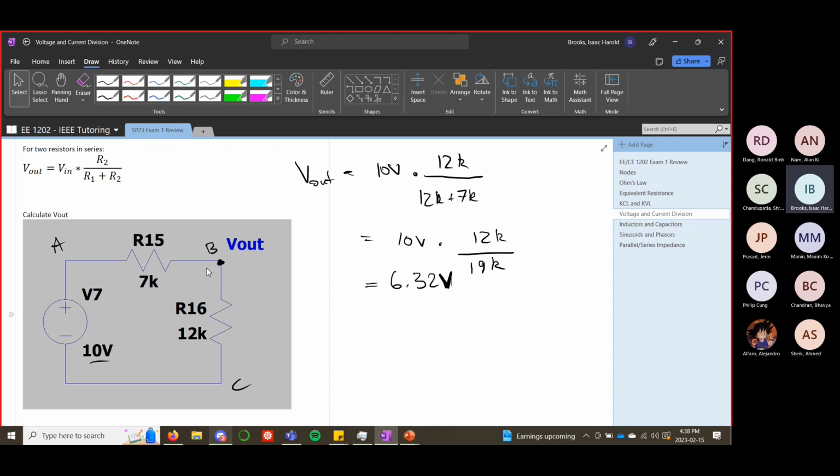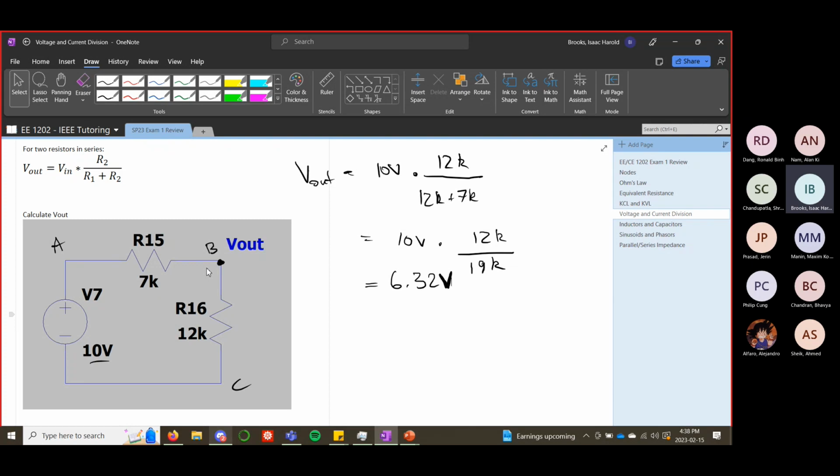We're looking for VR1. VR1 is V supply times R1 over R1 plus R2, right? This formula is just specifying that we're looking for the voltage across the second resistor instead of the first, right? Because they're asking for the second one. Yes. Very good point.